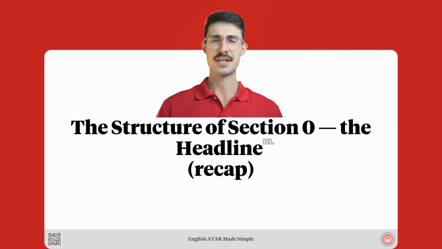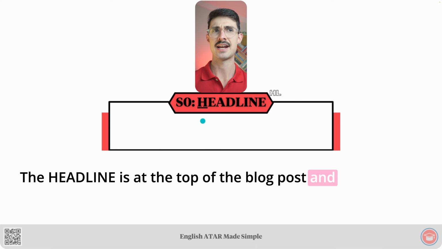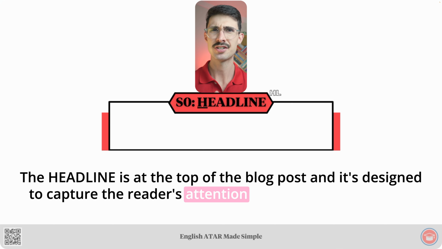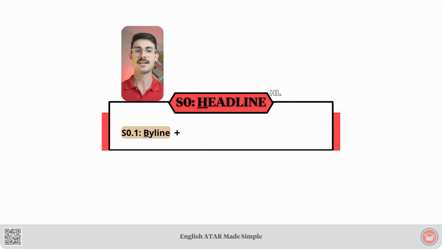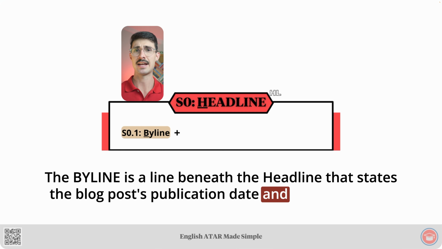Let's return to our first recap, the structure of section 0, the headline. This bad boy has 4 subsections. Subsection 0.0 is the headline. The headline is at the top of the blog post and it's designed to capture the reader's attention and make them curious. Next up, we've got the byline, which is section 0.1. The byline is a line beneath the headline that states the blog post publication date and author's name.